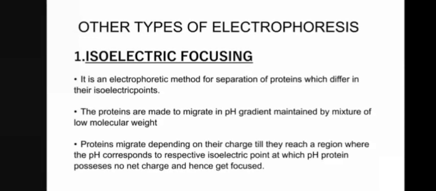Other types of electrophoresis. Isoelectric focusing. It's an electrophoretic method for separation of proteins which differ in their isoelectric point. The proteins are made to migrate in a pH gradient maintained by a mixture of low molecular weight ampholytes. Proteins migrate depending on their charge till they reach a region where the pH corresponds to their respective isoelectric point, at which pH the protein possesses no net charge and hence gets focused.